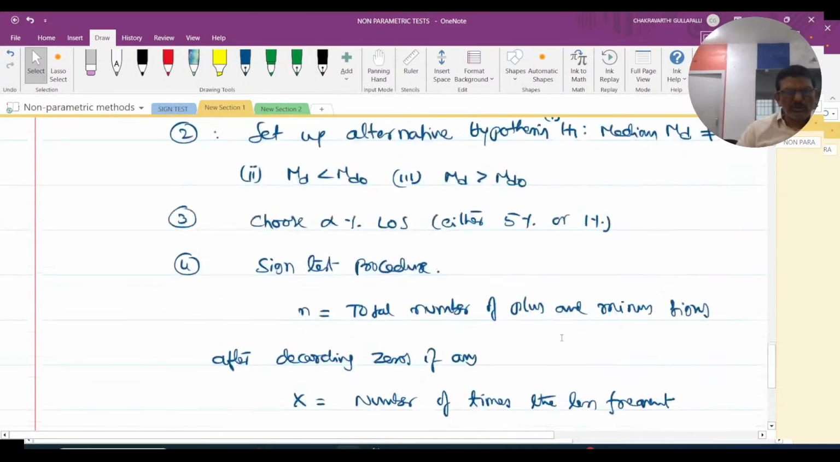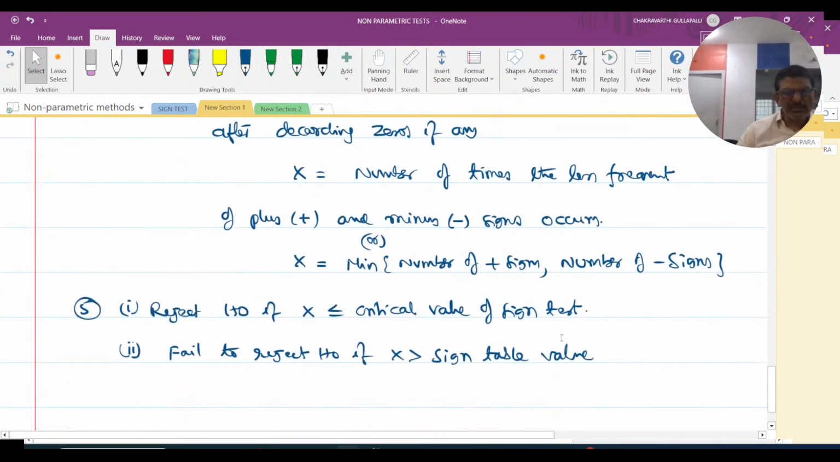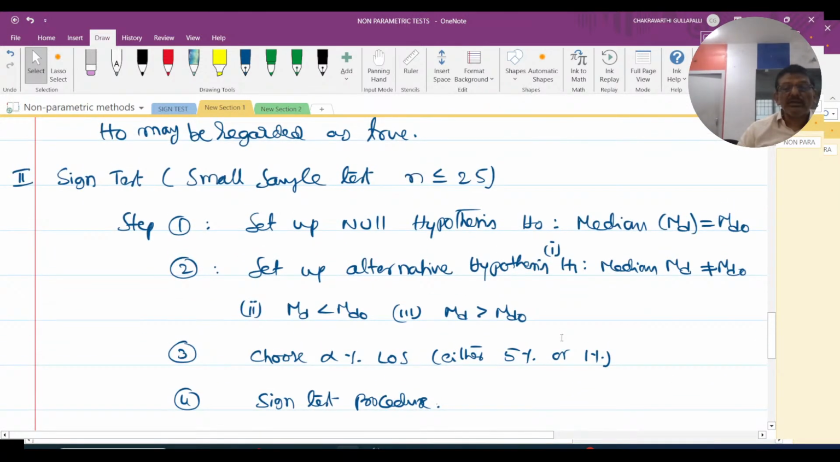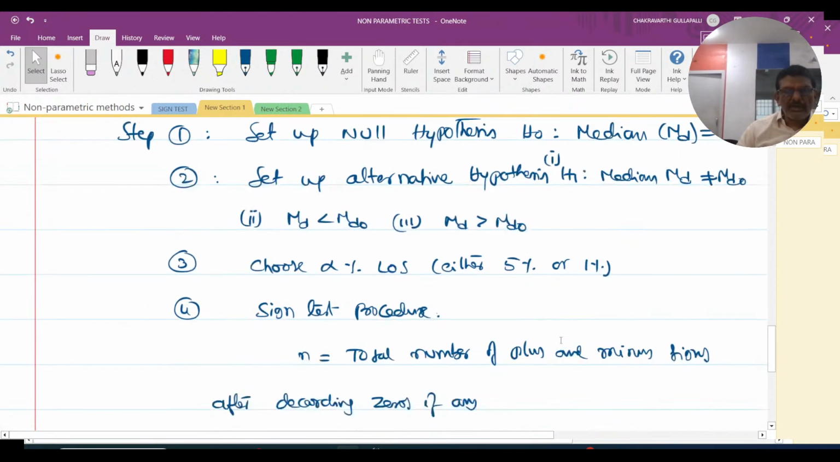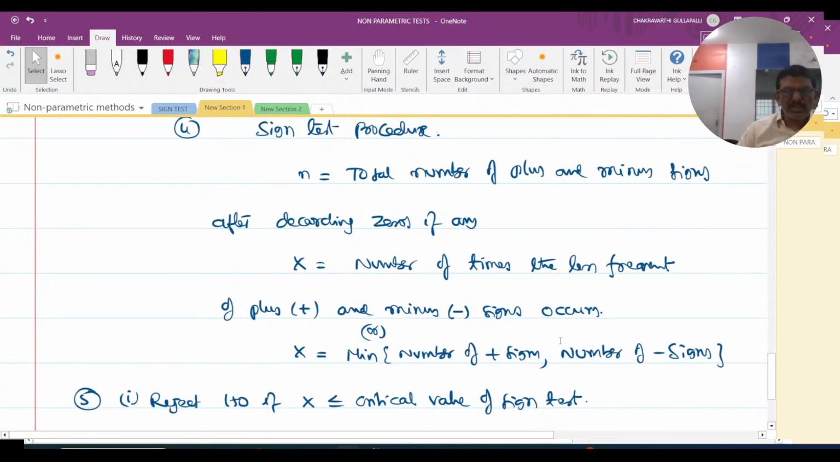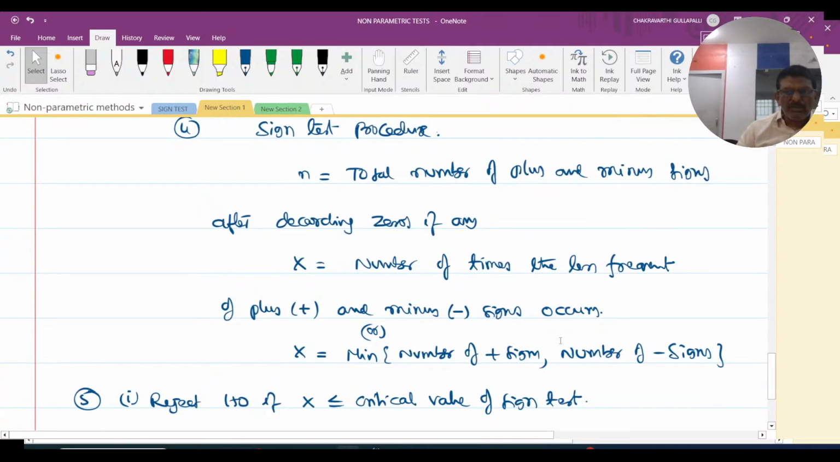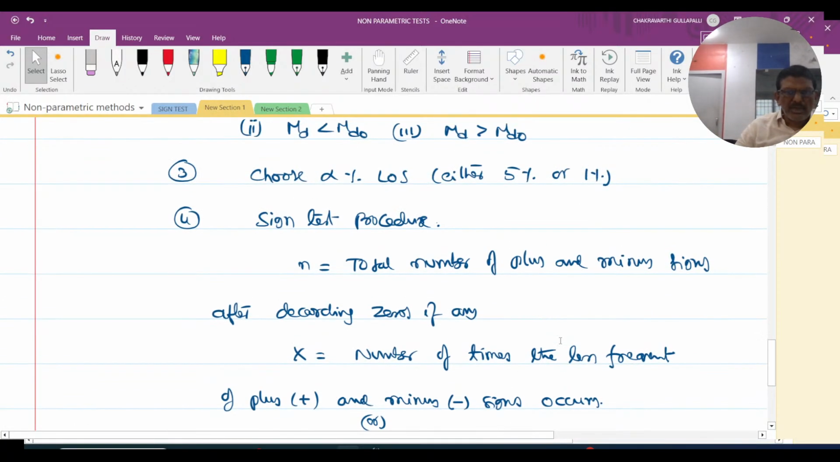The procedure is given; you have to write this procedure from an examination point of view. Understand this concept here. There are 4 steps: null hypothesis, alternative hypothesis, choose alpha percent LOS, sign test procedure, only to find n. So total number of plus and minus signs after discarding zeros, if any. Here we have to calculate the deviations. How to calculate deviations? Subtract the specified median value from each and every observation.